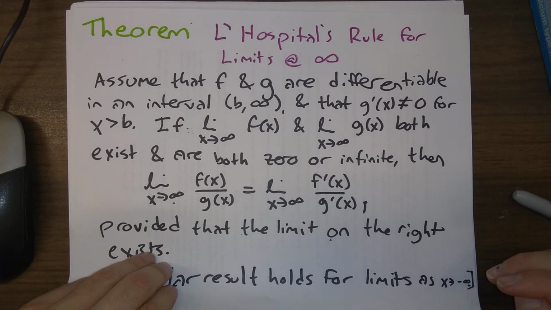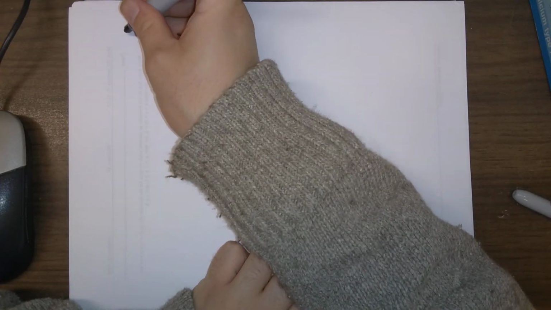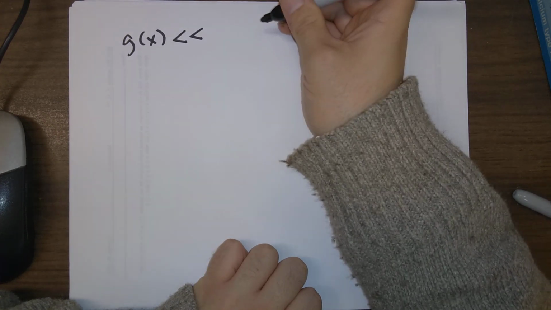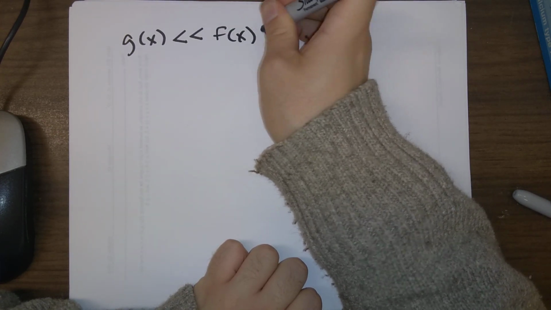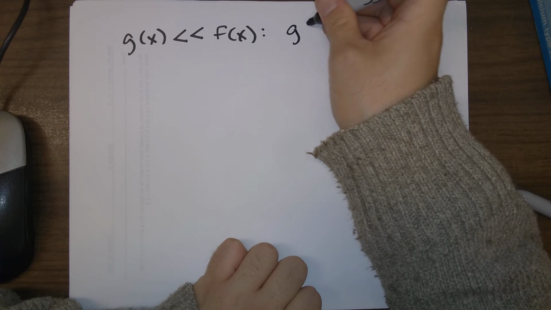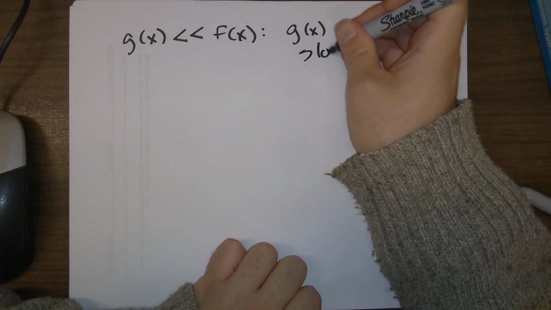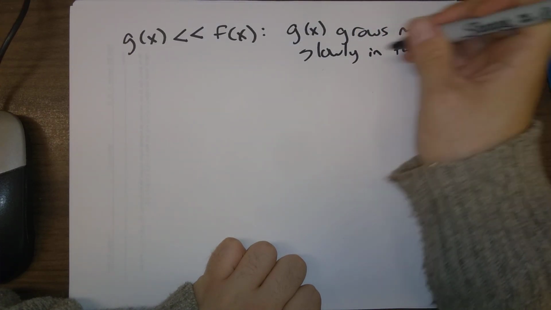And so why would we care about this? Oftentimes we wonder about what happens if we have a couple different functions. We might wonder which one grows faster in the long run. And so we might have here notation g of x double less than f of x. We would say here g of x grows more slowly in the long run.